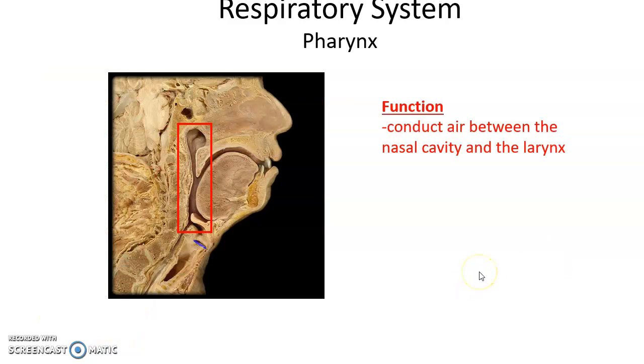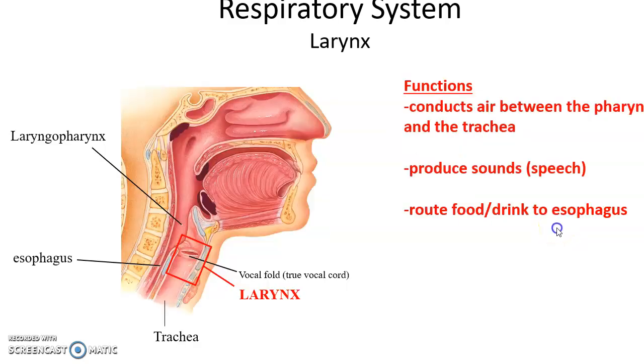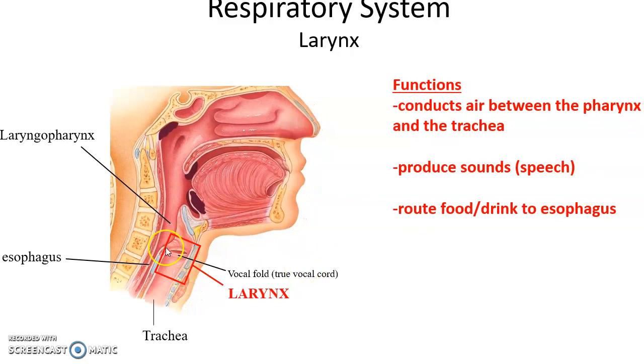And its function is to conduct air between the nasal cavity and the larynx. So it's a connecting structure for the nasal cavity and the larynx. Which of course brings us to the larynx. Larynx is directly below the pharynx, and it connects to the trachea, which is inferior to it.